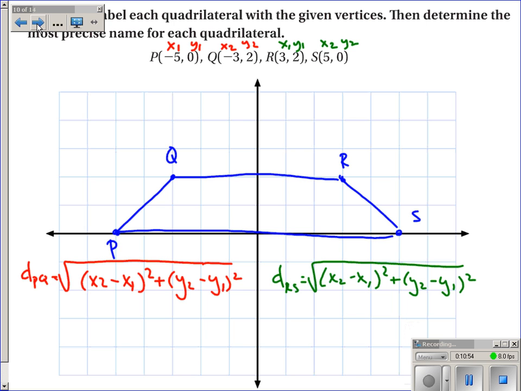This quadrilateral, I've already graphed it for you in blue. In this question, we're trying to give the most precise name for this quadrilateral. Looking at it, it looks like a trapezoid. We can tell that it is because QR has a slope of 0 and PS has a slope of 0. That was pretty easy. But is it an isosceles trapezoid? Is PQ the same length as RS? We could use the distance formula. For the sake of time in this video, I won't, but we could find the length of both of them, and if we did, they'd be the same, and it would be an isosceles trapezoid.